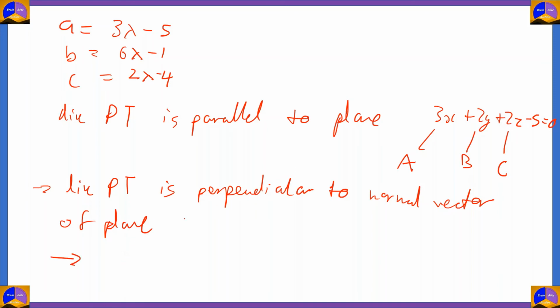And so when two vectors are perpendicular, we use AA plus BB plus CC is equal to 0. So the direction ratios for each of the components X, Y, and Z, we multiply them and then add them together to get 0. So this is the condition when two lines are perpendicular: A1 A2 plus B1 B2 plus C1 C2 is equal to 0.